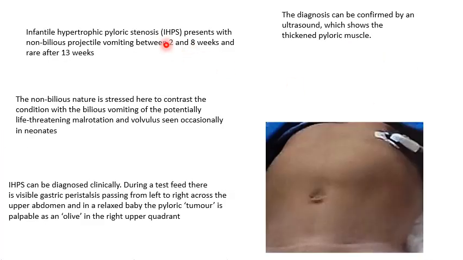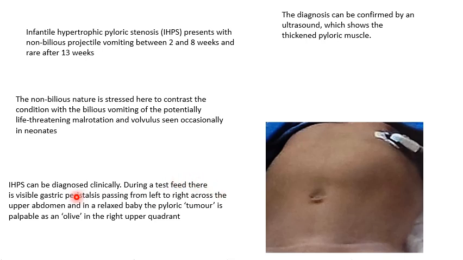So it presents at 2 to 8 weeks. It is non-bilious because the obstruction is in the pylorus. It is proximal to the duodenal ampulla. But others will have bilious vomiting. It can be diagnosed clinically itself.